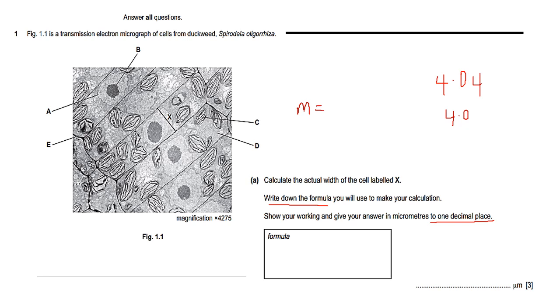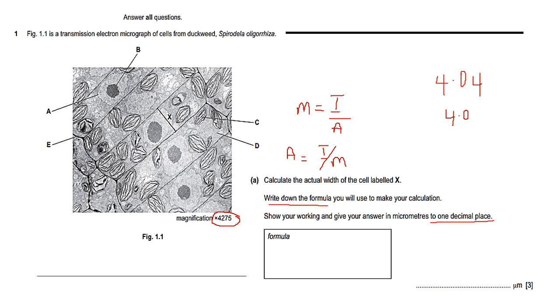So since we are calculating the actual length of the cell, you already know that magnification is equal to image length over actual length, right? And obviously if you're going to calculate the actual length, you do some cross multiplication here, and then actual length is equal to image length divided by magnification. You've been given the magnification here as times 4275. I don't feel this is inaccurate because I sniped this image, so I'm not sure if the length would be accurate if I were to measure it.